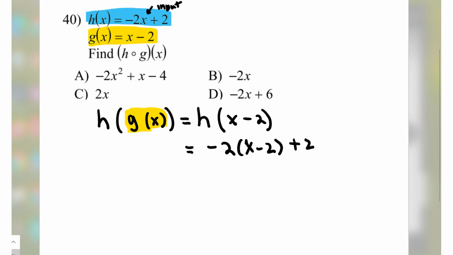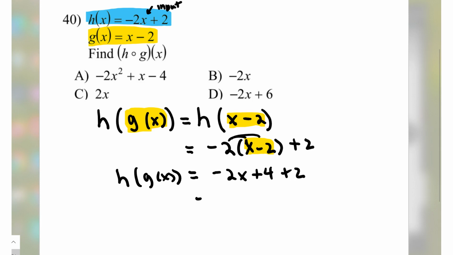Remember that this was the input, x minus 2, and it was the input into function h. So we're going to go ahead and apply the distributive property. Negative 2x, negative 2 times negative 2 is positive 4, plus 2. So h of g of x will be equal to negative 2x plus 6. That will be h of g of x.